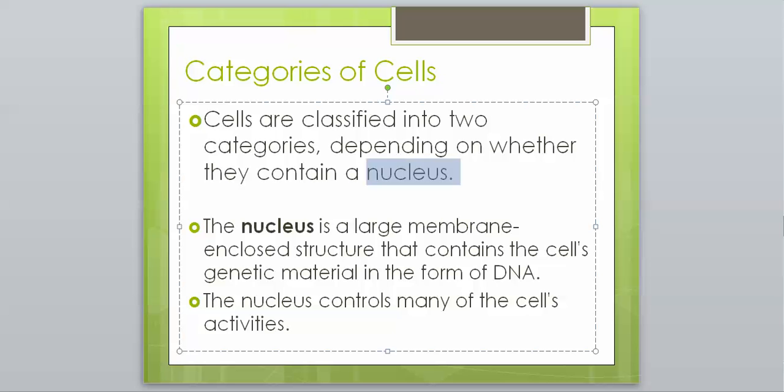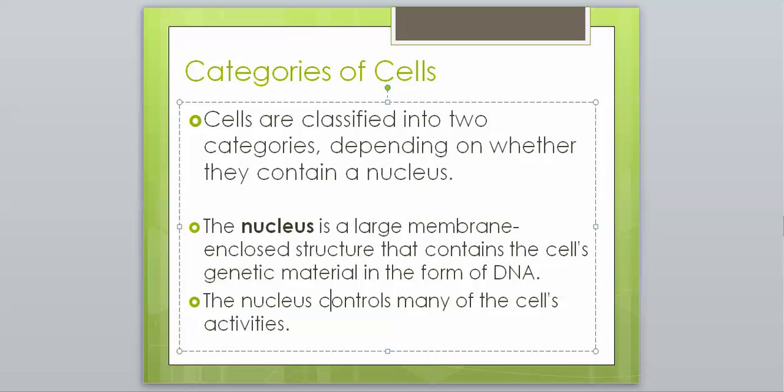Again, nucleus, we talked about that's the brain of the cell, and the nucleus is a large membrane-enclosed structure that contains the cell's genetic material in the form of DNA, and it controls many of the cell's activities. So the nucleus is kind of at the center of things and would be considered the brain.